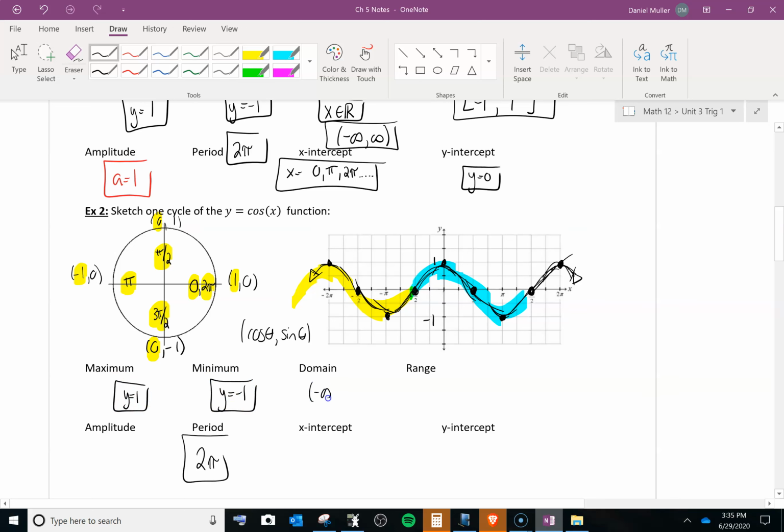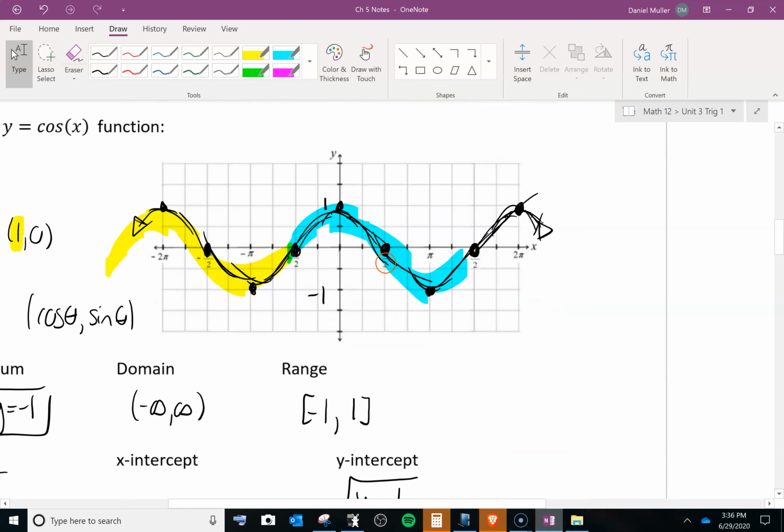Domain is negative infinity to positive infinity. It goes left forever, right forever. Range, exactly the same. Lowest it goes is negative 1. Highest it goes is positive 1. Y-intercept, that's different. It now crosses the y-axis up here. Crosses at 1.